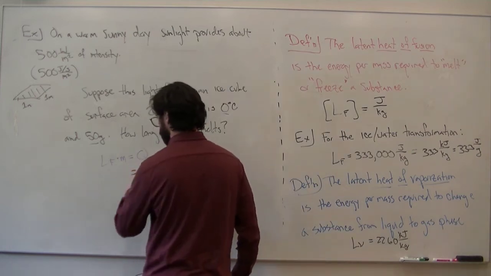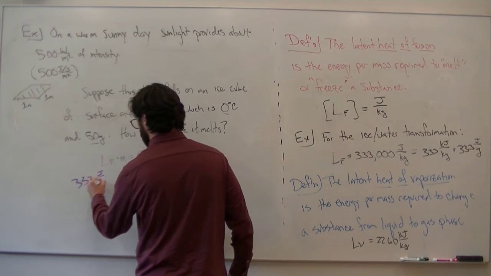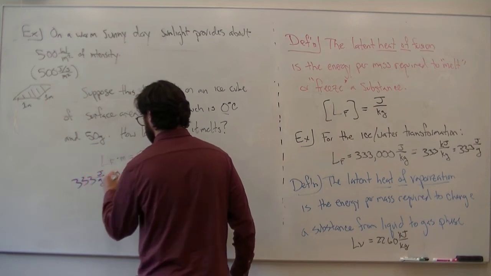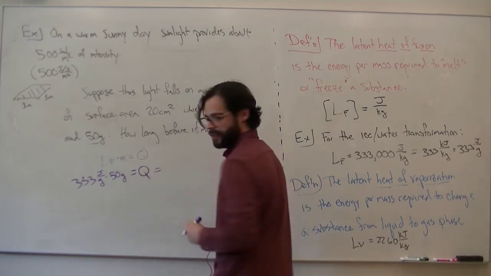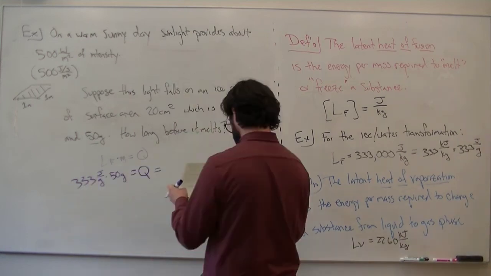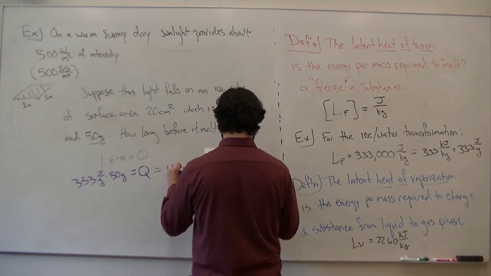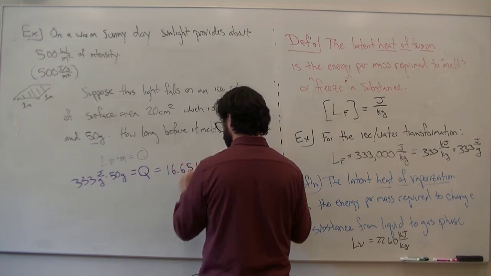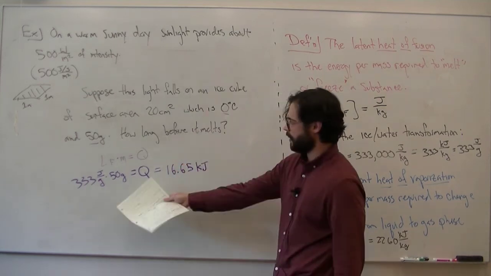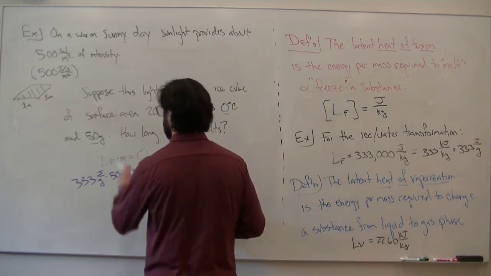So Q is in joules. This is 333 joules per gram, times 50 grams. We're in good shape. So straight up, this would tell me joules. So that takes 16.65 kilojoules, or 16,650 joules. Okay. And now the question is, how much does the sun deliver?